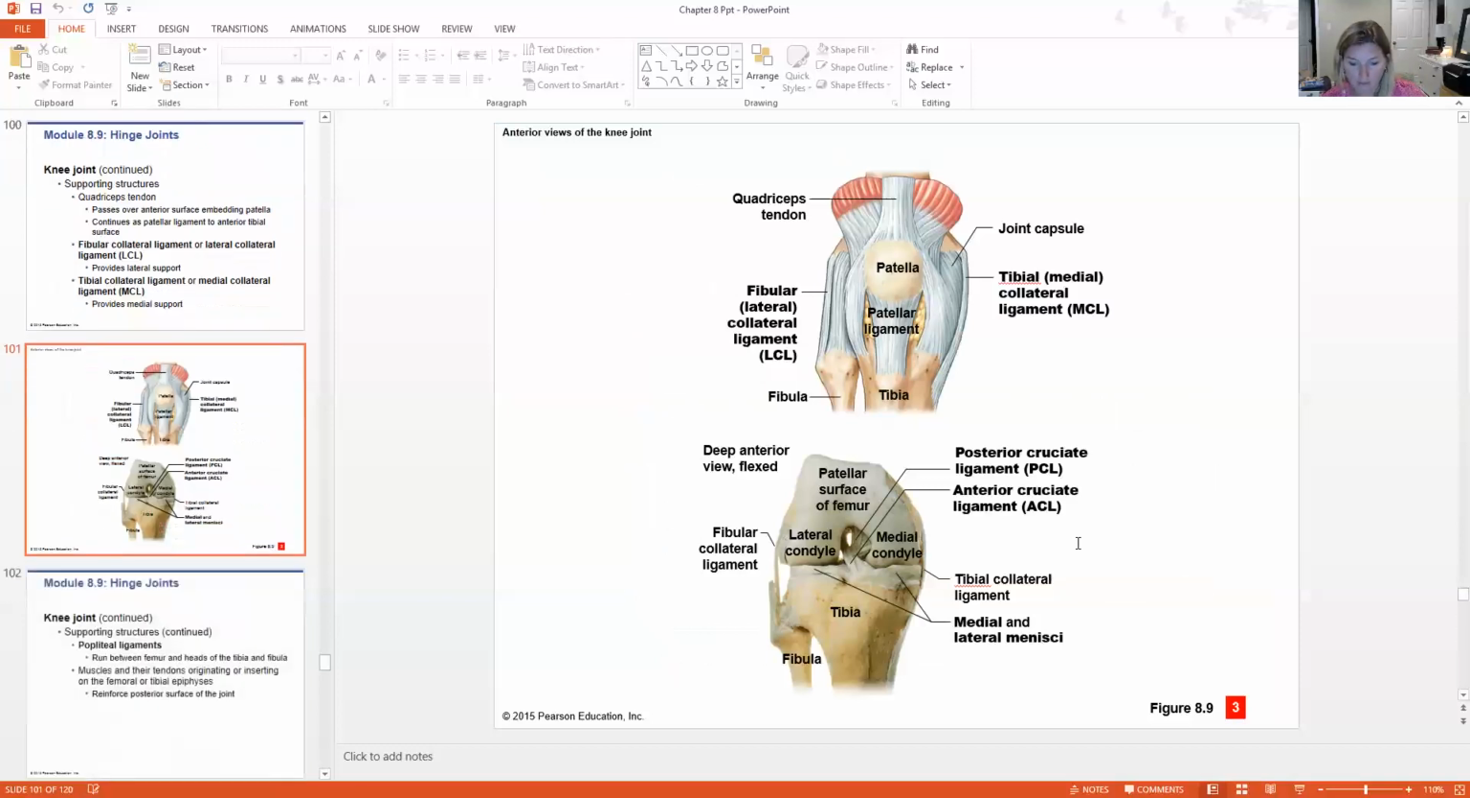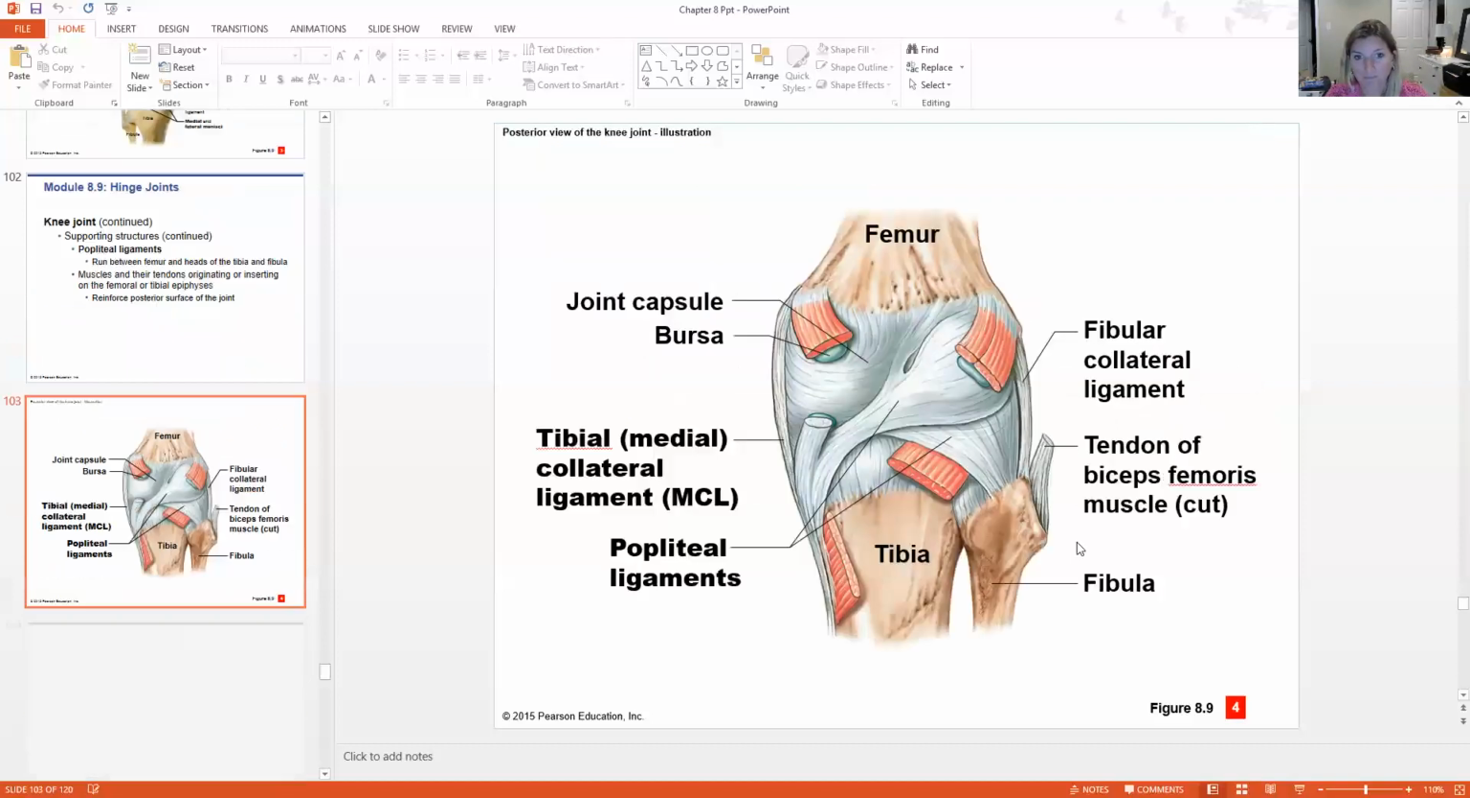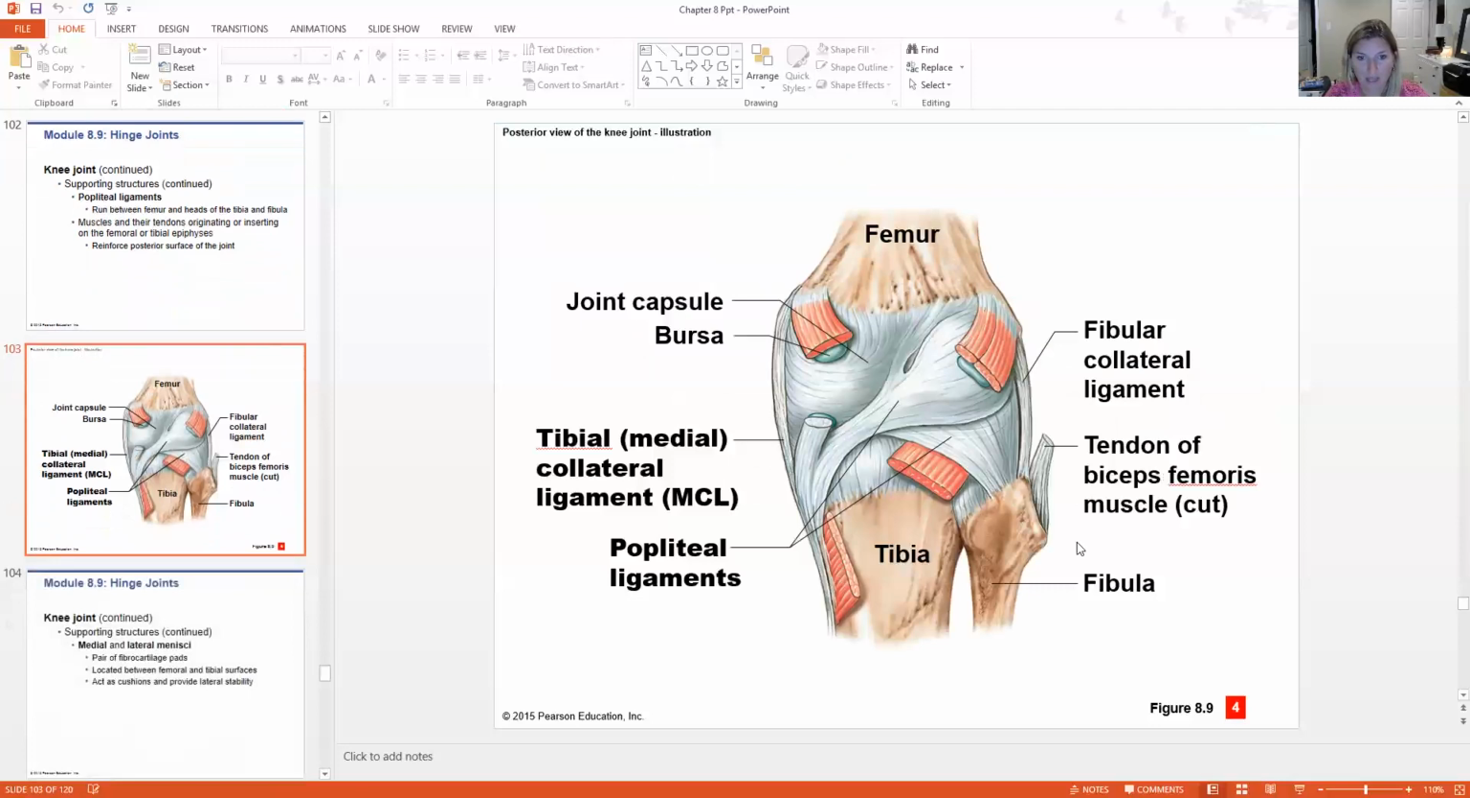There they are. And again, these diagrams are also on your Lab Practical 2 review sheet, so make sure that you get to know and love them. Let's talk about the popliteal ligaments. These are running between the femur and the heads of the tibia and fibula. These are on the posterior surface, hence popliteal, back of the knee. There is that view. You can see the popliteal ligaments. You can see a little bit of the tibial collateral and fibular collateral ligaments.